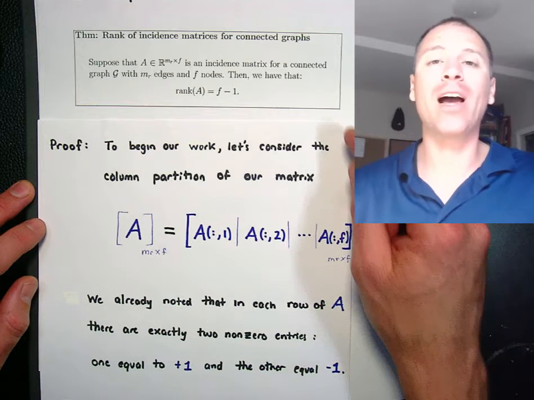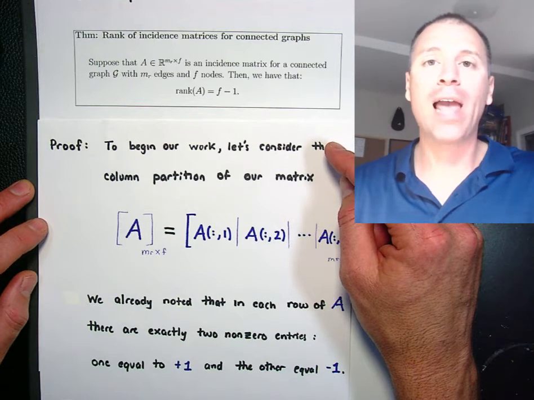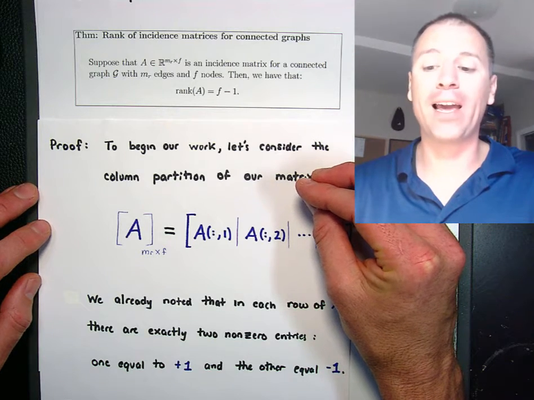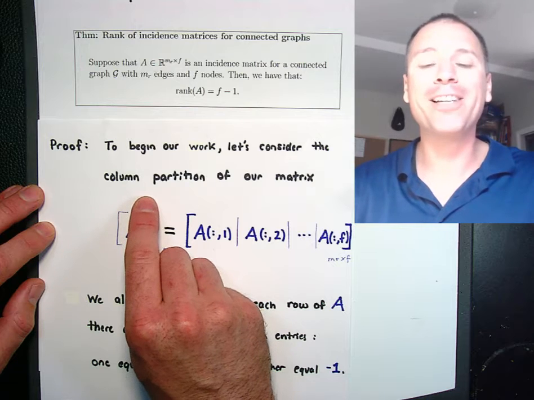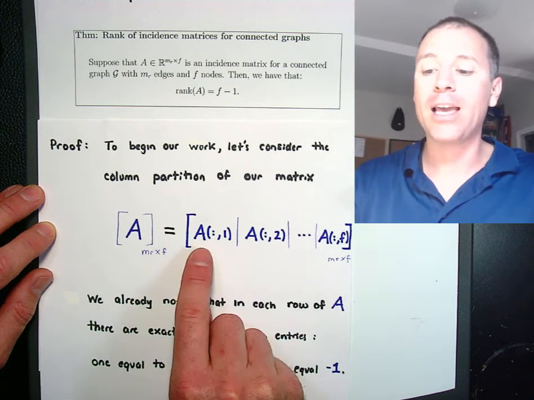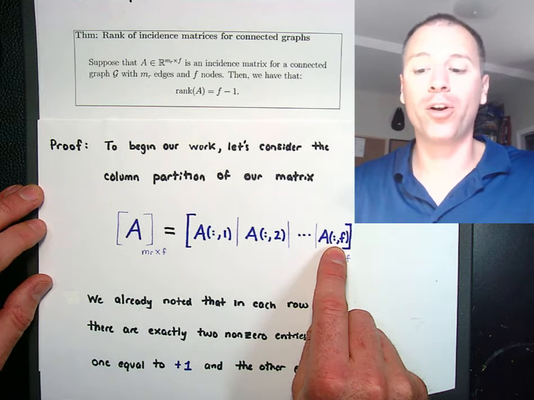Suppose we have a connected graph with m sub r edges and f nodes, and we create the corresponding incidence matrix for that connected graph called A. Let's go ahead and create the column partition of our incidence matrix. So we'll say that A has f columns. Here's column 1, column 2, all the way down to column f, using colon notation.